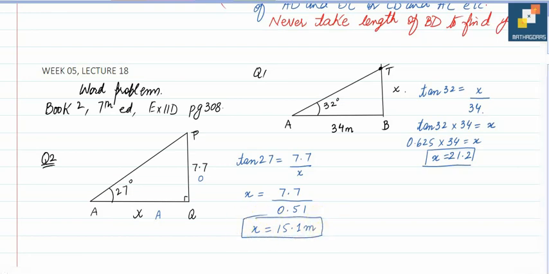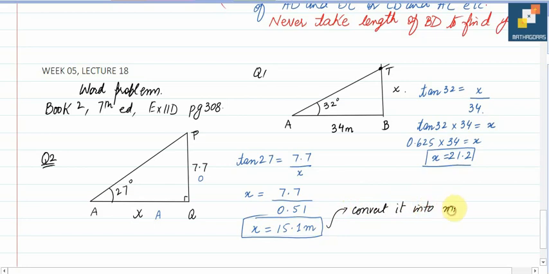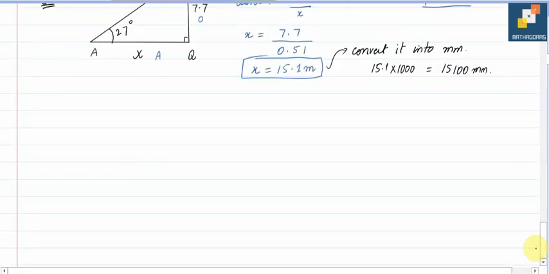Now if I say at this point to convert it into millimeter, what will be your answer? So it's very simple. 15.1 multiplied by 1000, because there are 1000 millimeters in 1 meter. So when you multiply it, it will be 15100 millimeters. That wasn't part of the question, I was just asking by myself. So moving on to the next question, that is question number 3.